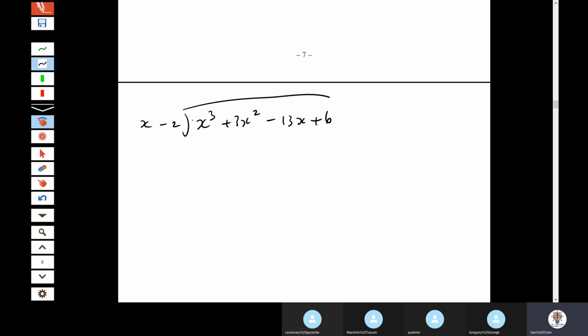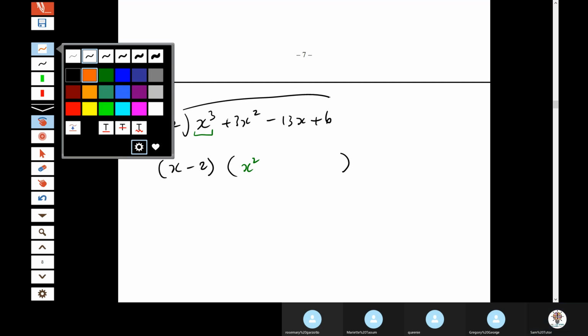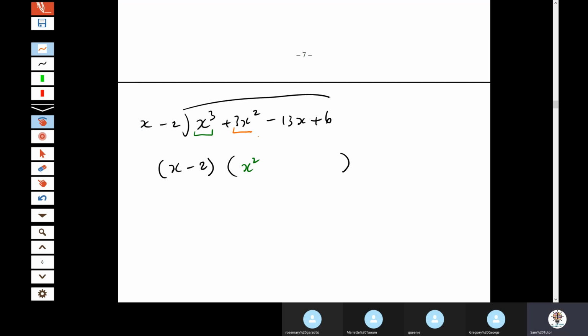Now, a bit of revision from last year. I won't do the long division because I'm sure most of us will remember how to do it. We'll do synthetic division, just a bit of revision. So the way we do it synthetically is x minus 2, and you know the very first term is going to be x squared because you want x cubed. The last term: minus 2 times minus 3 is going to give you plus 6.